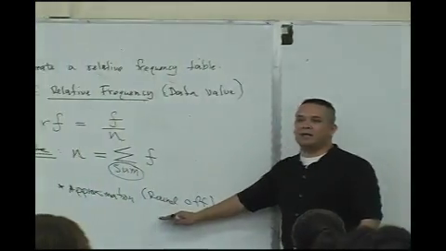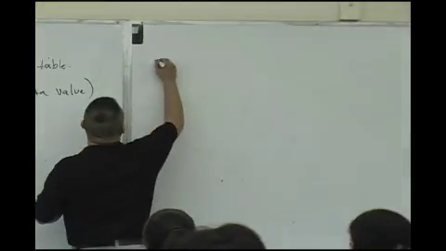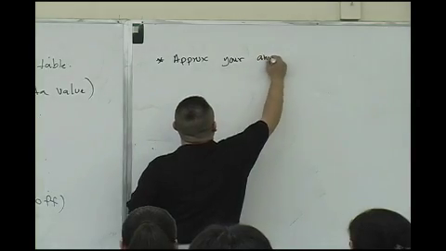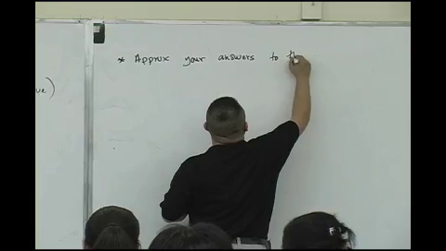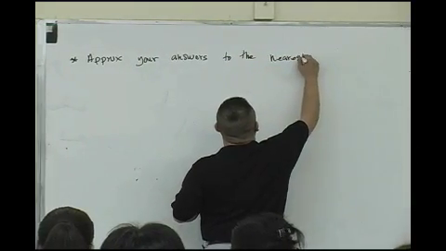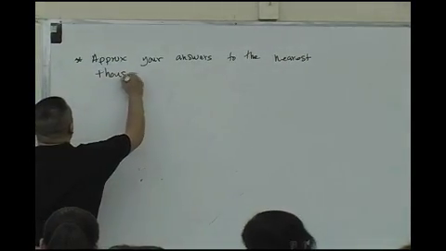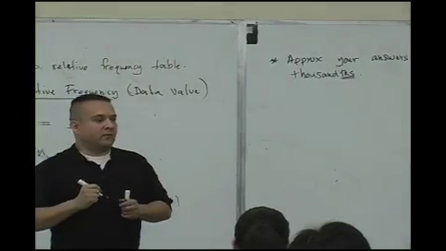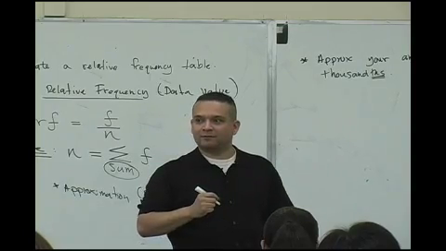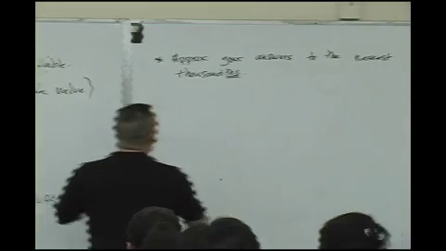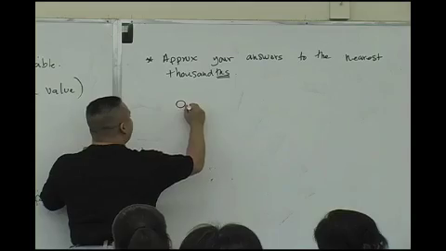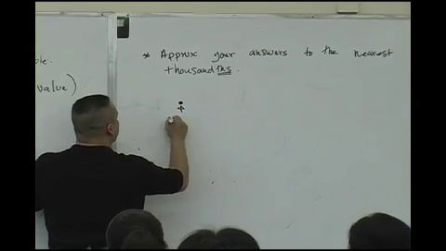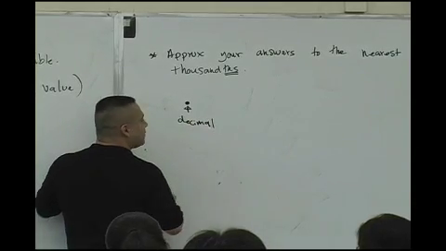So, let's see what happens here. I'm going to ask you guys to approximate your answers to the nearest thousandths. What does that mean? You have to know something about place value. Here's 0 point. Here is the decimal. This is your decimal. That first position is what? The tenths. What comes next? The hundredths. Tenths, hundredths. What comes next?